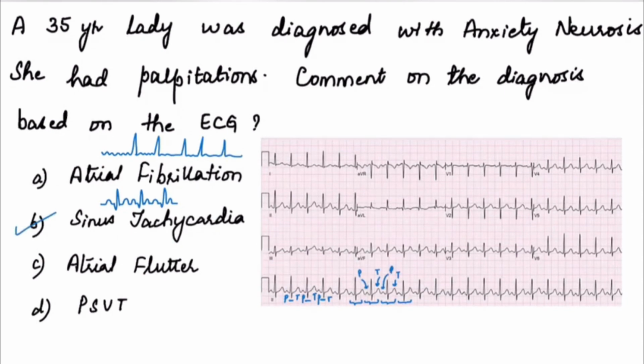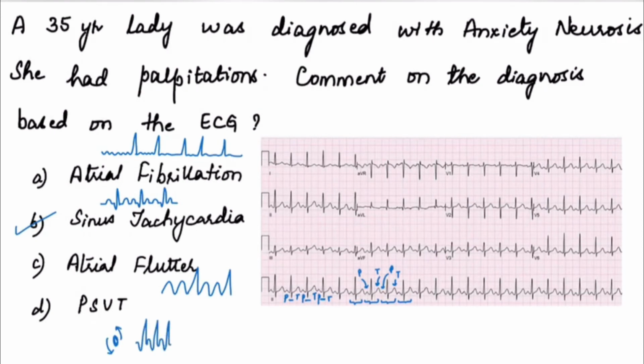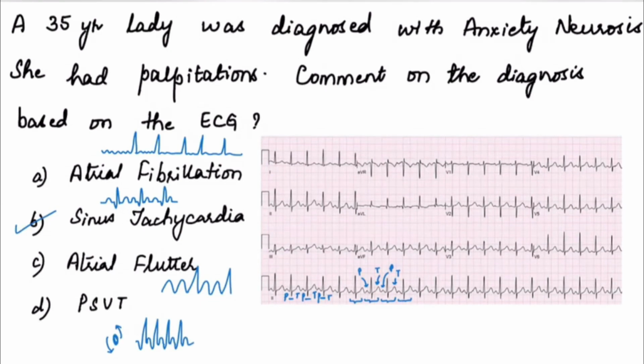Now why is it not an atrial flutter? Because in the ECG, the sawtoothed pattern of P waves is not seen. And why is it not a paroxysmal supraventricular tachycardia? Because the rate should be very high, more than 250 beats per minute, and also the P wave should be hidden inside the QRS complexes. So only the QRS and the T waves are usually seen and the P wave is hidden.